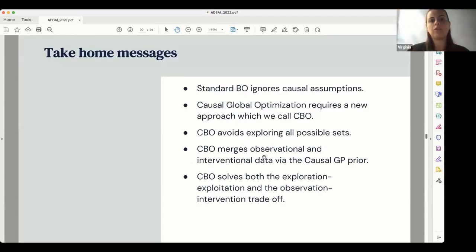I'm going to try to summarize it for you. Standard Bayesian optimization ignores causal assumptions. So in order to find the optimal intervention in a causal graph, we need to solve a causal global optimization problem, which can be solved with causal Bayesian optimization. Causal Bayesian optimization avoids exploring all possible interventions in a causal graph. It constructs a surrogate model using observational and interventional data, solving the exploration-exploitation trade-off within a single function, but also the observation-intervention trade-off thanks to the epsilon-greedy policy.